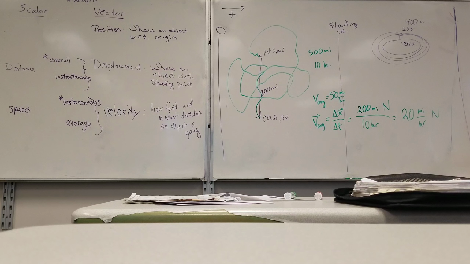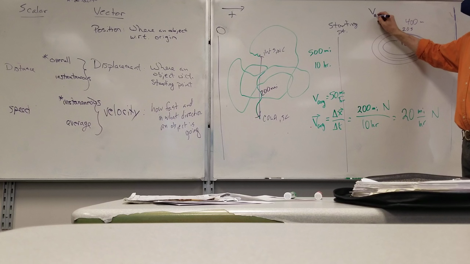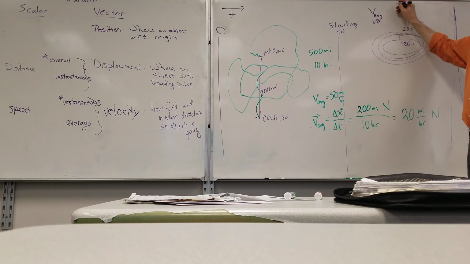What is Usain Bolt's average velocity? Let's start with the easier one. What's his average speed? 10 miles an hour? How'd you get 10? 20 meters per second. Thank you. Yeah, 400 divided by 20. So Usain Bolt's average speed, 400 meters over 20 seconds, or 20 meters per second. All right. What's his average velocity?